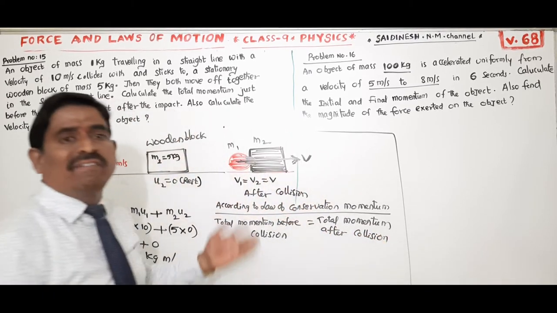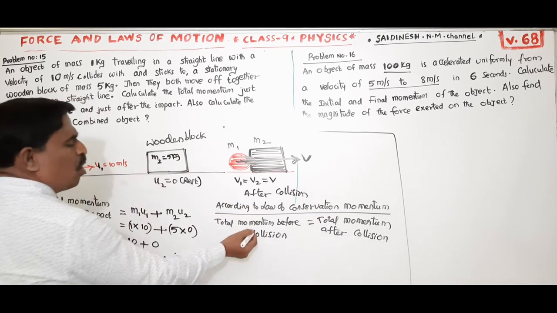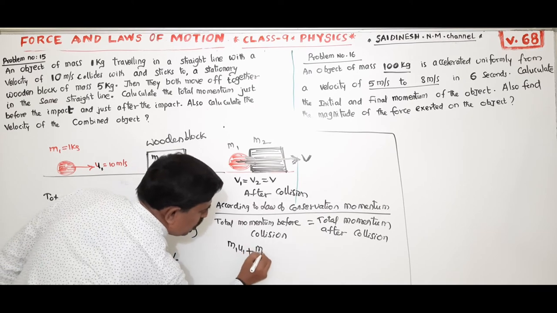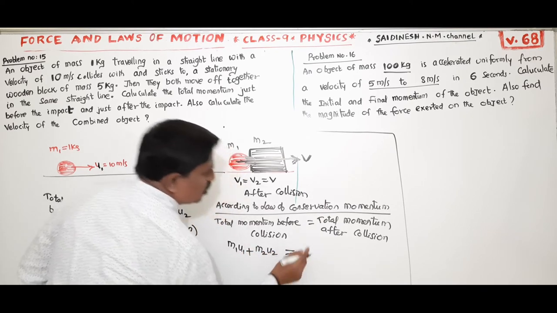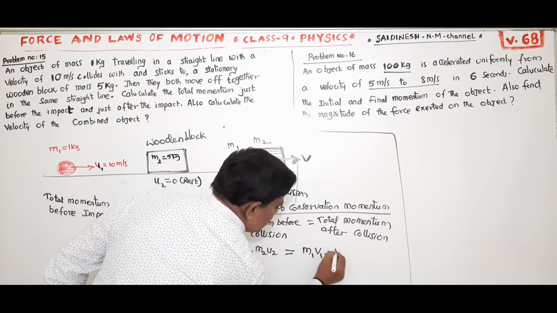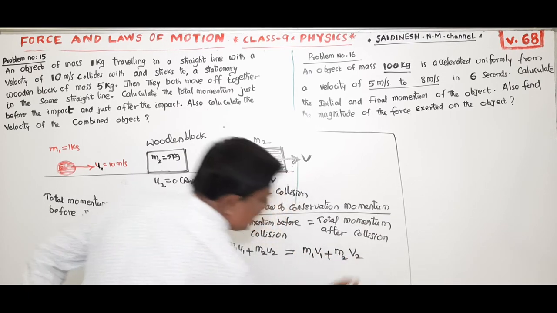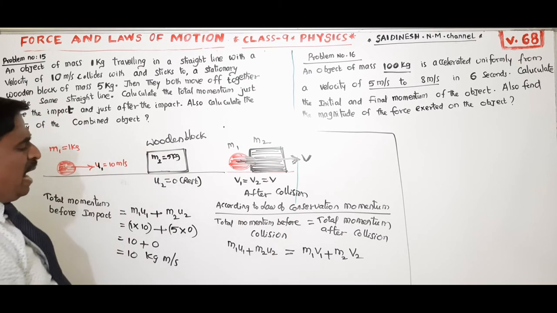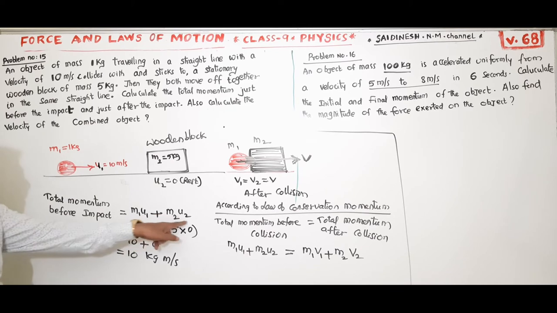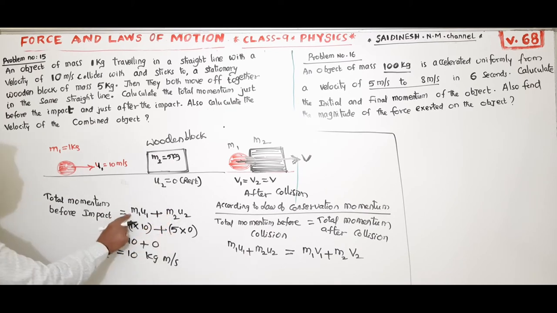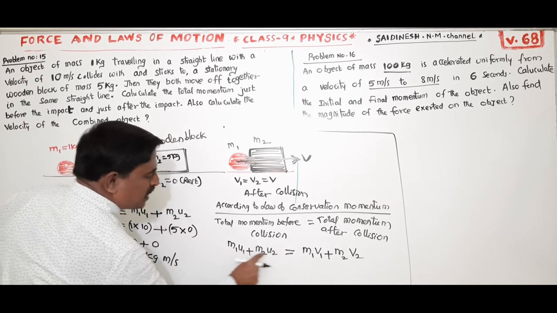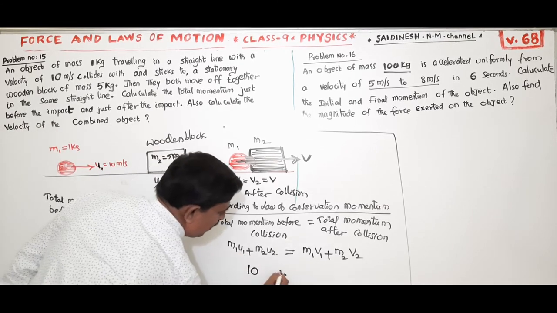Now, we have one formula in this chapter. Total momentum before collision, M1 U1 plus M2 U2, is equal to total momentum after collision, M1 V1 plus M2 V2. Yes, am I correct or not? M1 U1 plus M2 U2, totally we got 10.